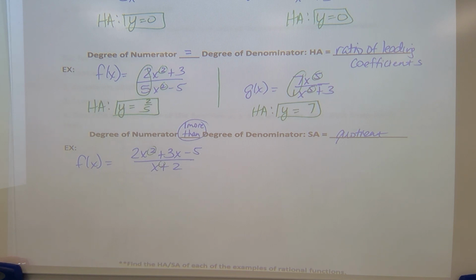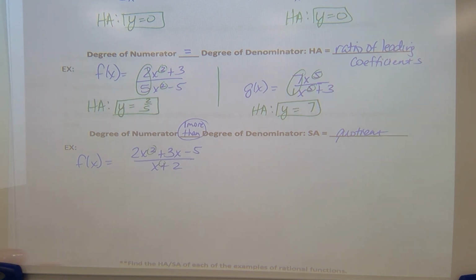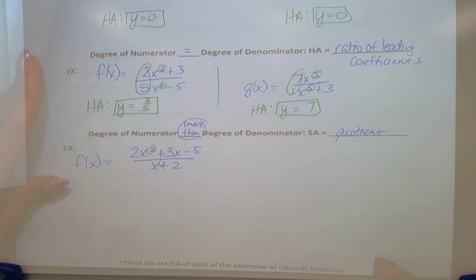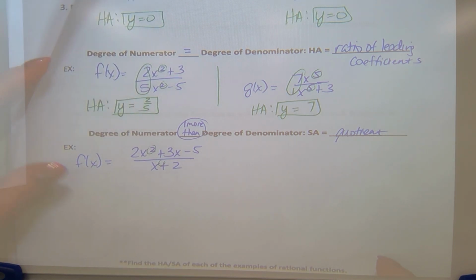Let's think about vertical asymptotes or holes first. Let me make sure I haven't jumped ahead, because this is my first time through this set of notes. No, I have not.